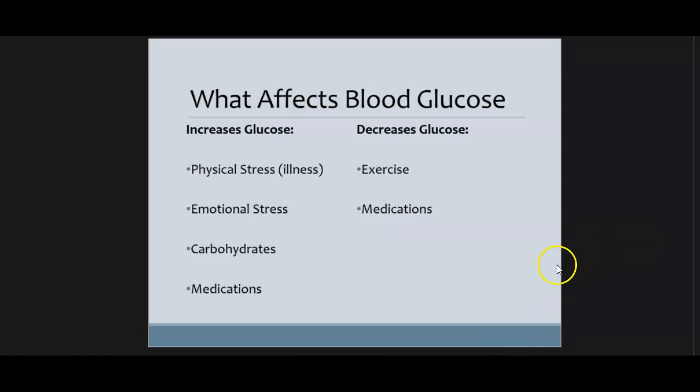What affects blood glucose? Some things that can increase glucose in the blood are physical stress or illness, like, again, severe periodontal infection that can increase the glucose. Emotional stress, carbohydrates, obviously, and then some medications. And then what can decrease glucose? Medications, of course, and then exercise, because you're going to be burning up that fuel.